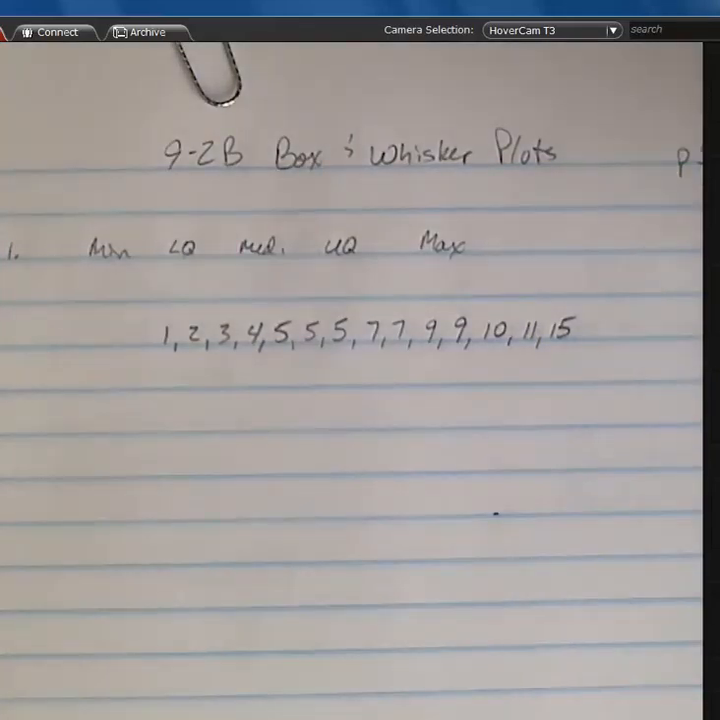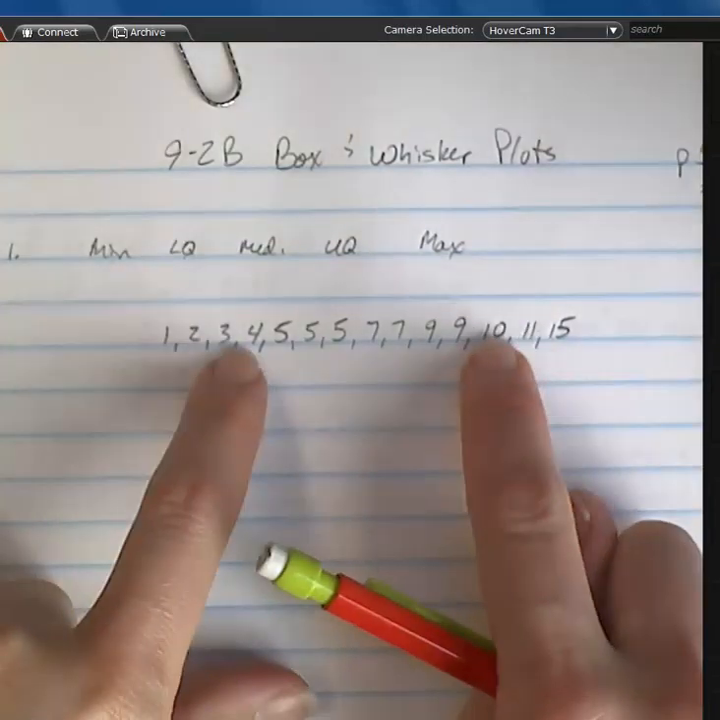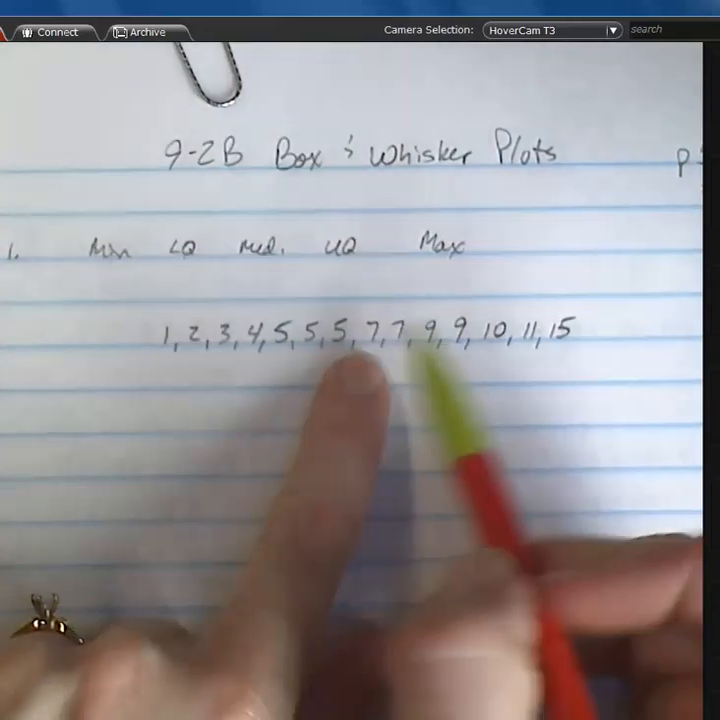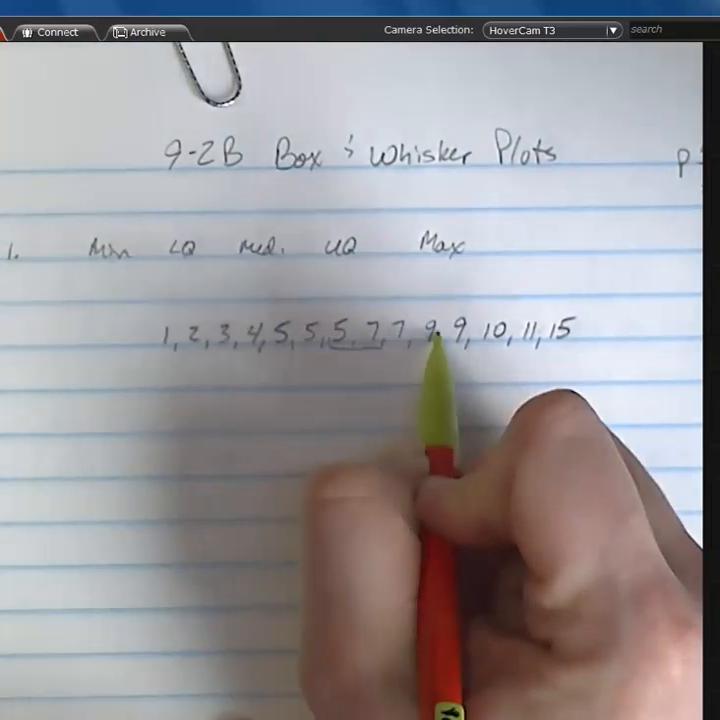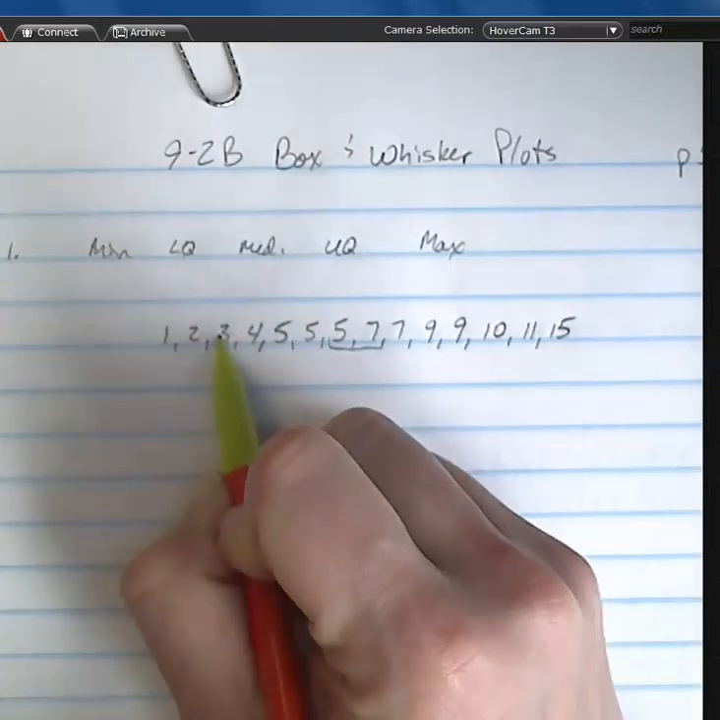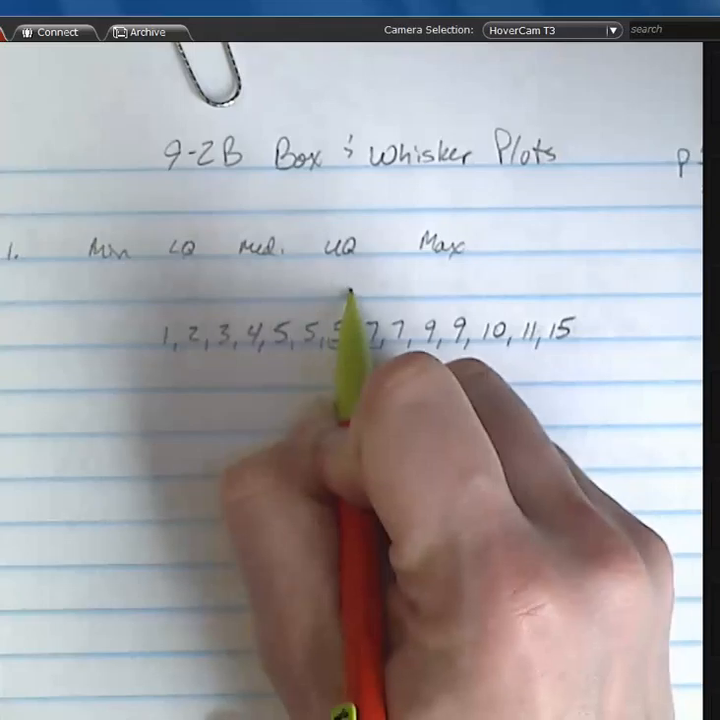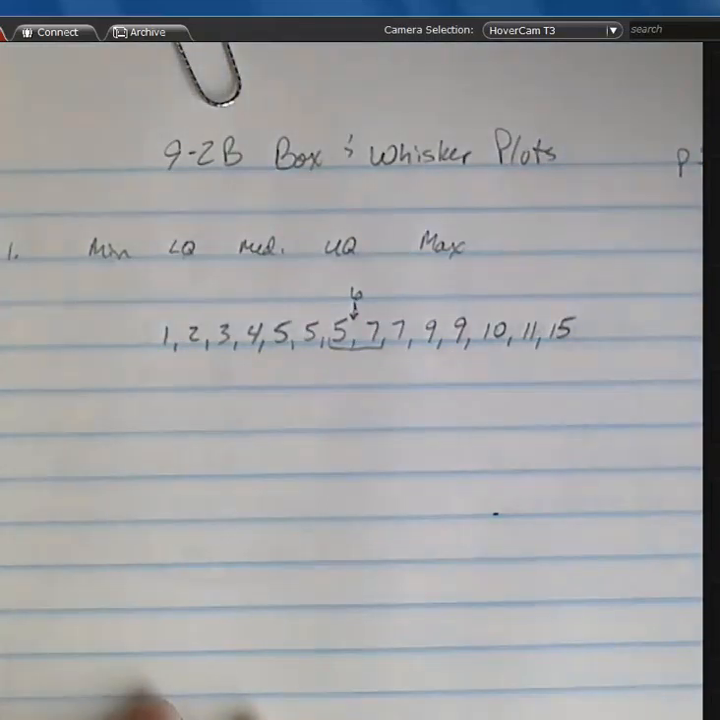There's an even number, you're right. So to find the median, I have to find the average of the middle 2, 5 and 7. What's in between 5 and 7? 6. So you could find the average, but I hope you know that the 6 is in between 5 and 7.